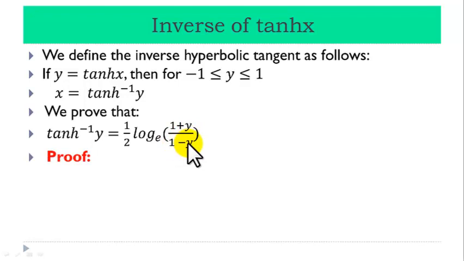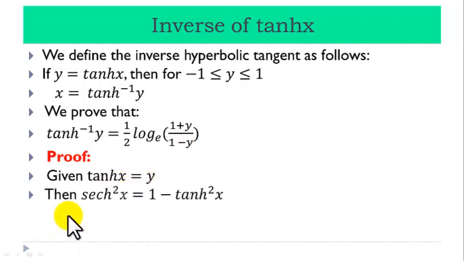Proof. Given tanh x equals y, then sech squared x is equal to 1 minus tanh squared x, which is equal to 1 minus y squared.